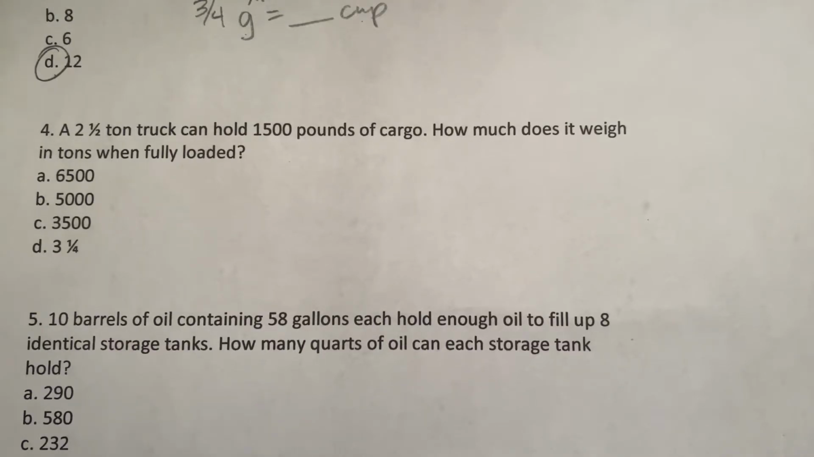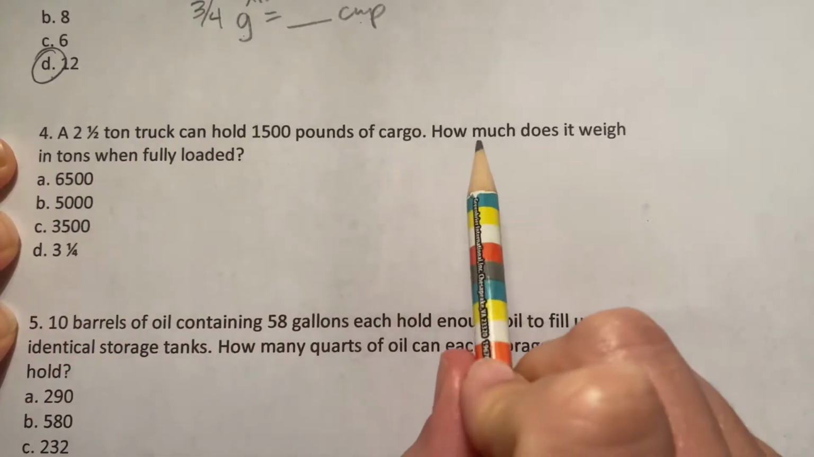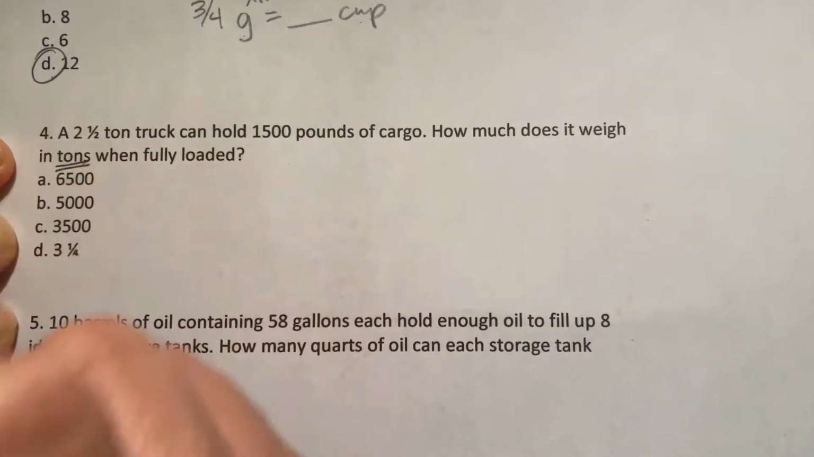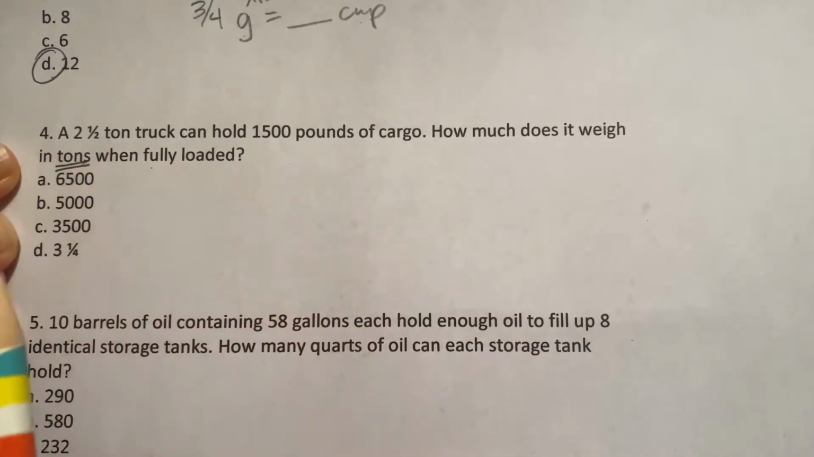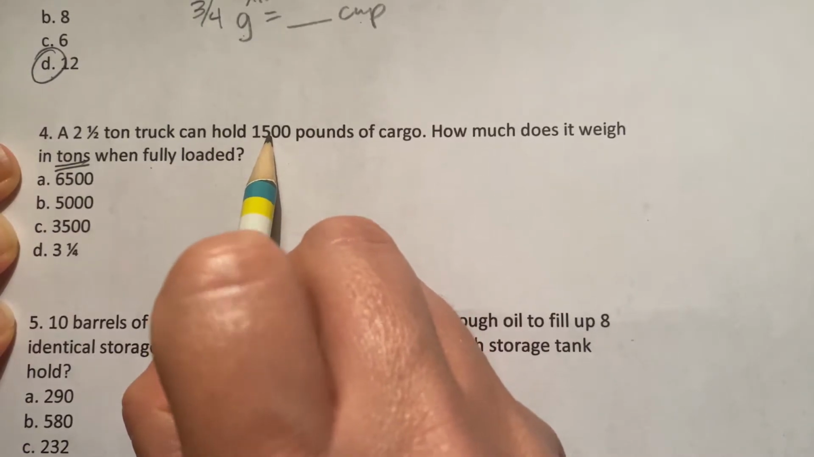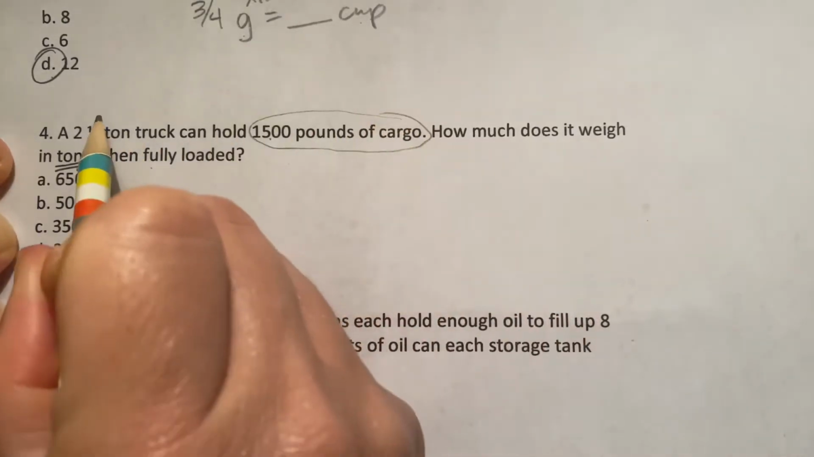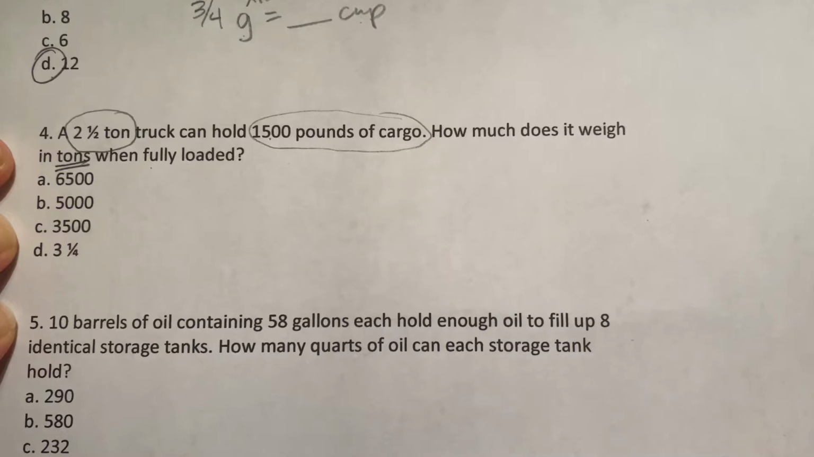Okay, number 4. This one tried to trick you as well. A 2.5 ton truck can hold 1,500 pounds of cargo. How much does it weigh in tons when fully loaded? So we have a 2.5 ton truck, and it can hold 1,500 pounds of cargo. So what I need to do is figure out what is the total weight when fully loaded by adding those two together. So 2.5 tons plus 1,500 pounds.